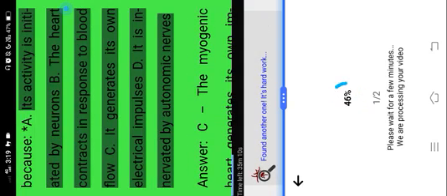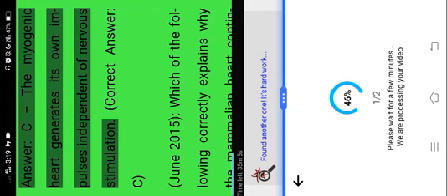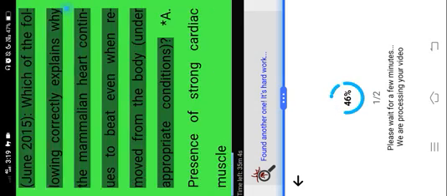Its activity is initiated by neurons. B. The heart contracts in response to blood flow. C. It generates its own electrical impulses. D. It is innervated by autonomic nerves. Answer: C. The myogenic heart generates its own impulses independent of nervous stimulation. Correct answer: C. June 2015.